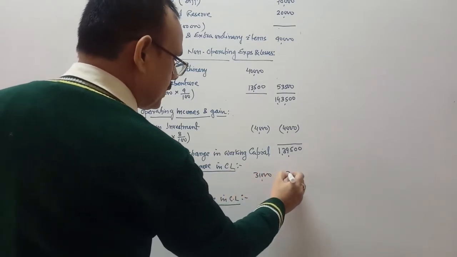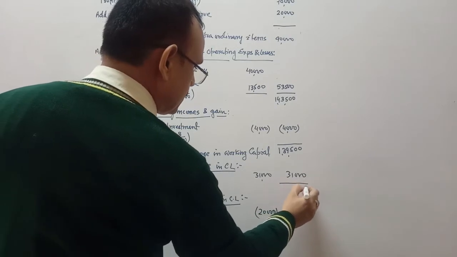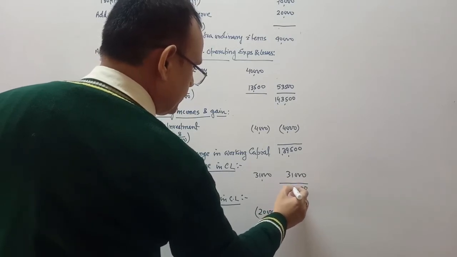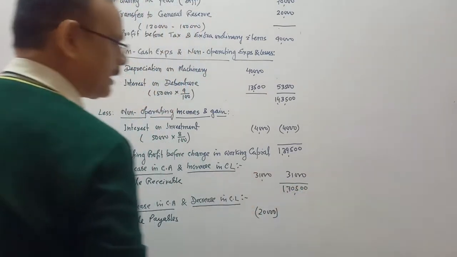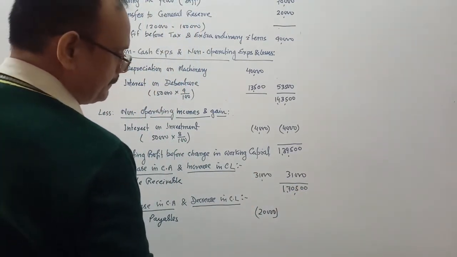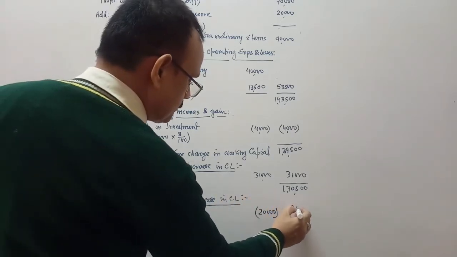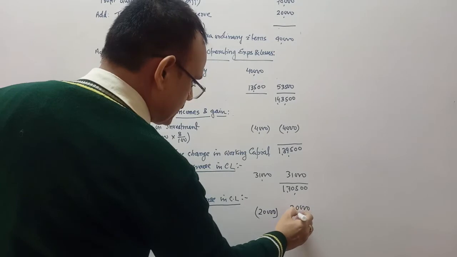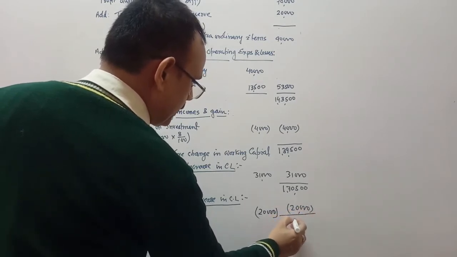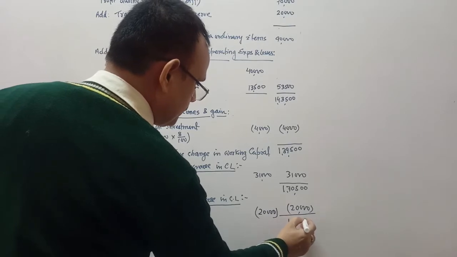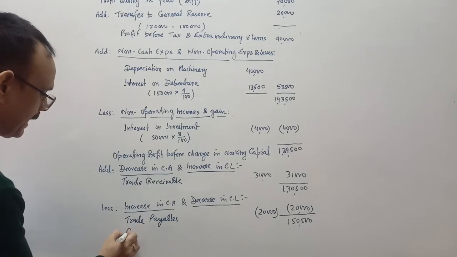So this 31,000 we will add it. When we add the 31,000, the figure is 1,70,500. Then we deduct 20,000 from it. 20,000 will be deducted. So the figure is 1,50,500. So this is cash flow from operating activities.